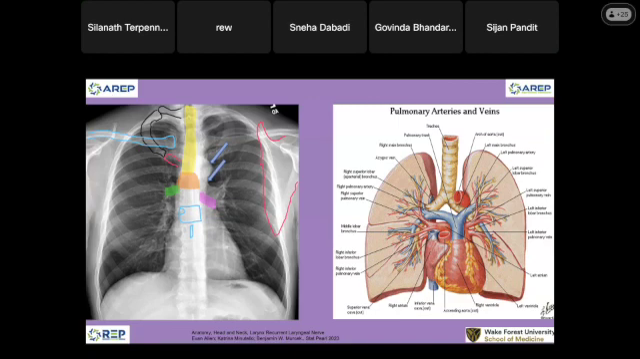This is the celiac trunk. The celiac trunk is supplying the liver, the spleen and the stomach. So this is my celiac trunk, and this is the superior mesenteric artery. This is the splenic vein.